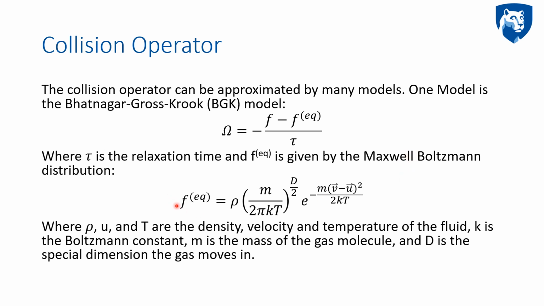And in this distribution, rho, u, and T are the macroscopic density, velocity of the bulk fluid, and the temperature, respectively. k is the Boltzmann constant, m is the mass of the gas molecule, d is the dimension of the problem you're dealing with. For example, if it's a one-dimensional problem, d will be equal to 1. If it's a two-dimensional problem, d will be equal to 2. If it's three-dimensional, d will be equal to 3. And this v right here is the velocity of the molecules, as opposed to this u, which is the velocity of the bulk fluid.